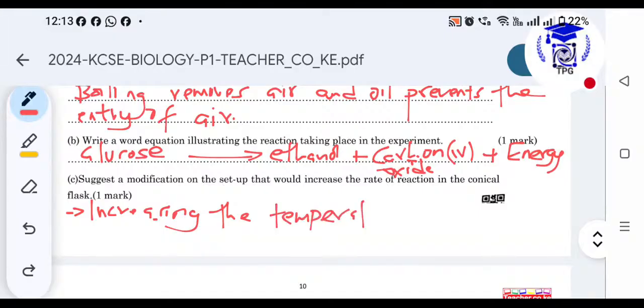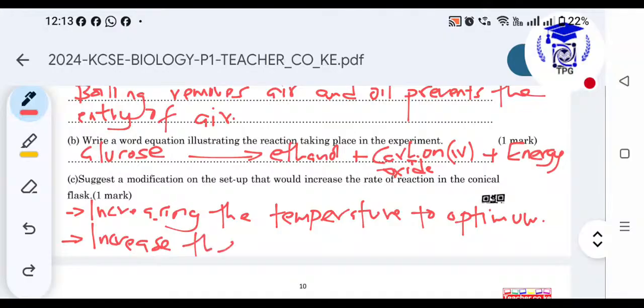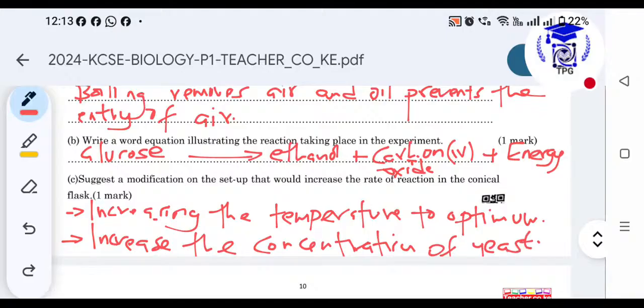When we increase the temperature to optimum, that will increase the rate of the reaction. Number two, the second thing we can do, we can increase the concentration of yeast. When we increase the concentration of yeast, more energy will be formed because there will be an increase in rate of anaerobic respiration or fermentation.